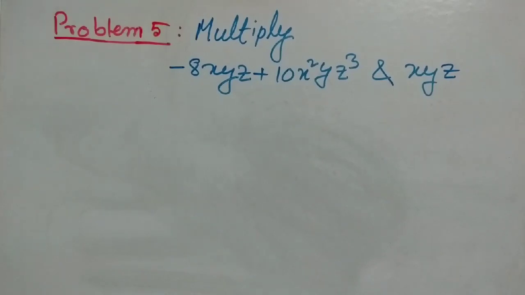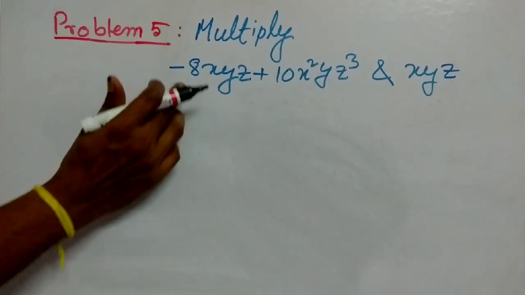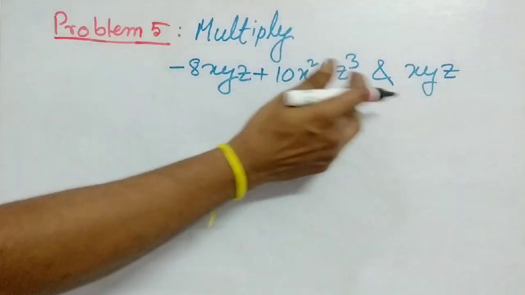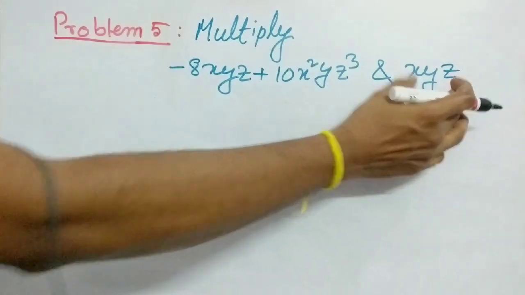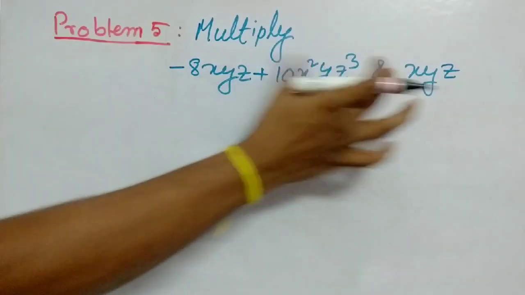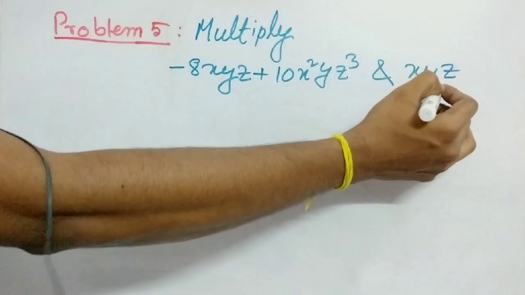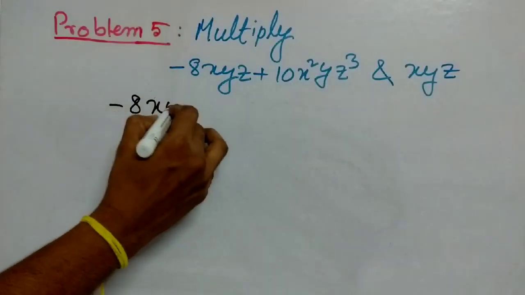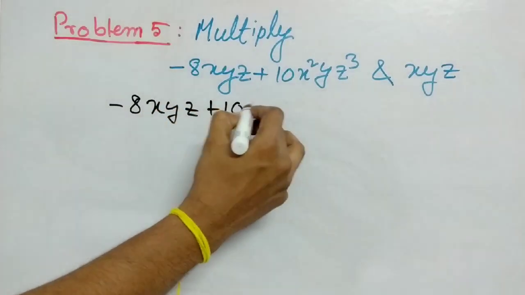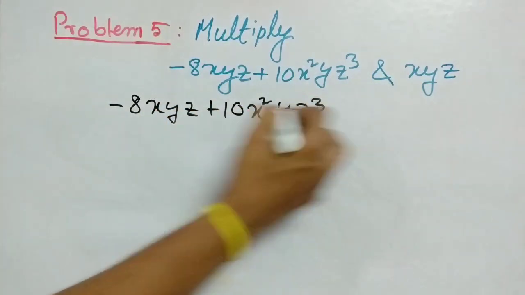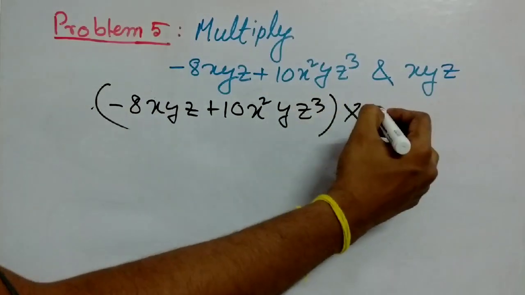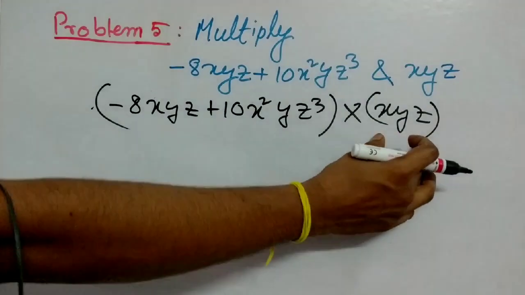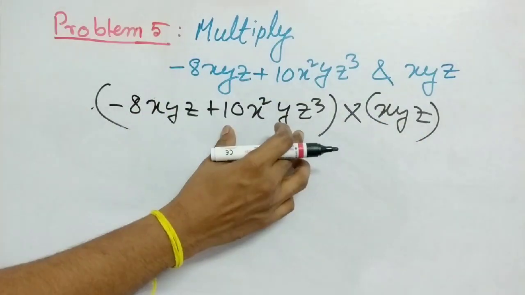Let's go for the next problem. Here multiply minus 8xyz plus 10x square yz cube and xyz. So we have to multiply this thing with this. It is a binomial and it is a monomial. So let us write it in this way: minus 8xyz plus 10x square yz cube multiplied by xyz. So this thing will be multiplied with this thing and this thing separately.